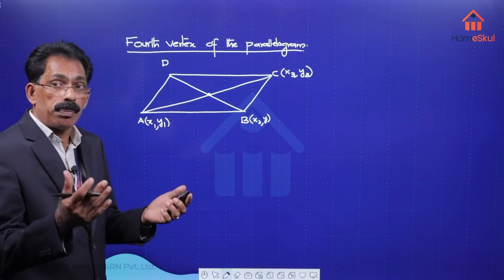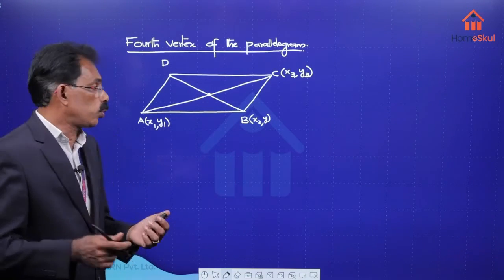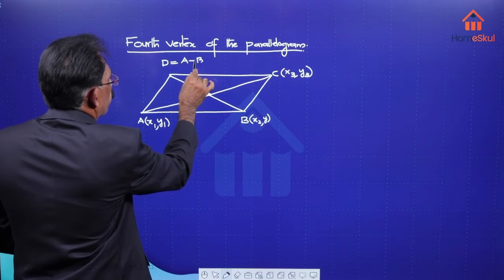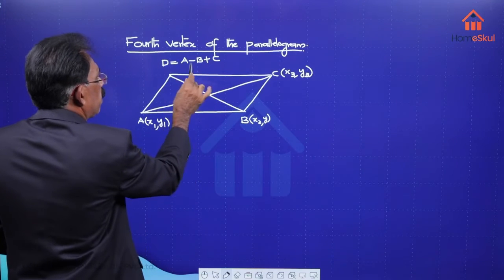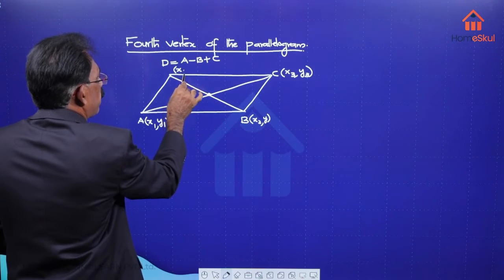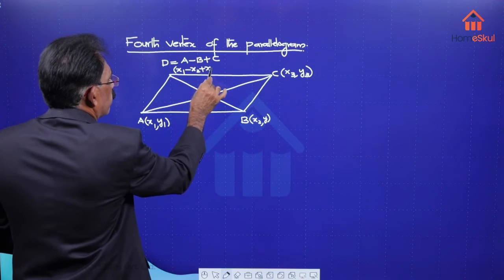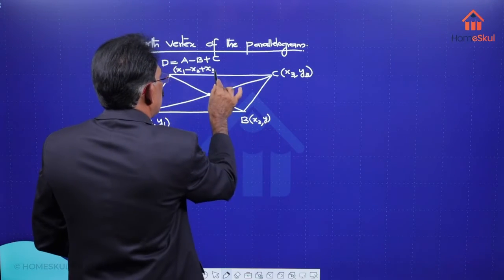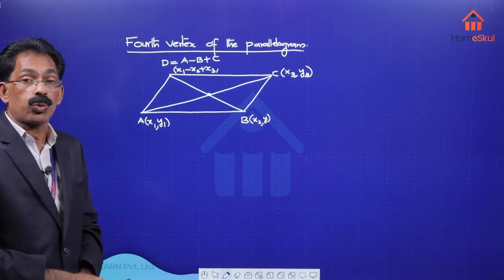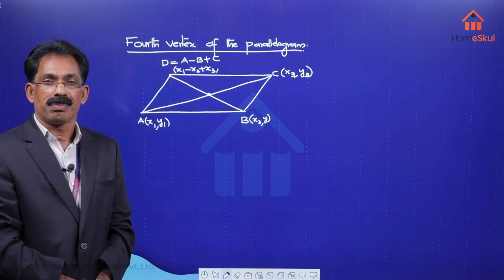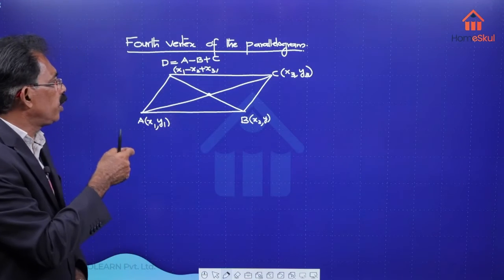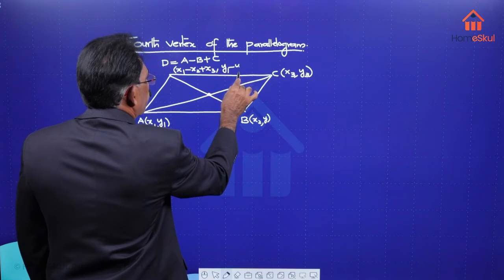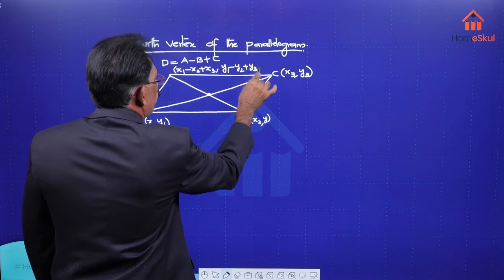Then I will give the short method how to find out directly the fourth vertex. The fourth vertex D is equal to A minus B plus C. That is x1 minus x2 plus x3. The abscissa of A minus abscissa of B plus abscissa of C is the abscissa of the fourth vertex, x1 minus x2 plus x3. Please listen to this method. This is a short method to find out the fourth vertex. And next is y1 minus y2 plus y3. This is the fourth vertex.